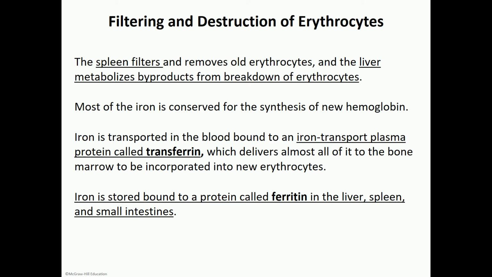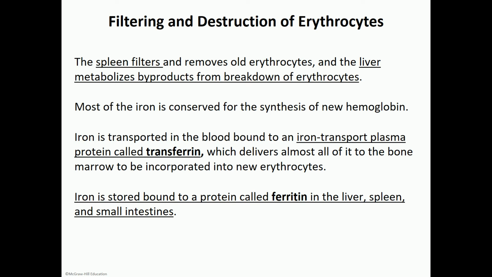One of those components would be iron. Well, the body is a very conservative being. It doesn't want to just dump iron into our feces or into the urine. We would like to recycle that iron, and that's what the body would do. The body will take that iron from the liver, transport it back to the bone marrow to reuse it to make new RBCs. Iron cannot be transported on its own.